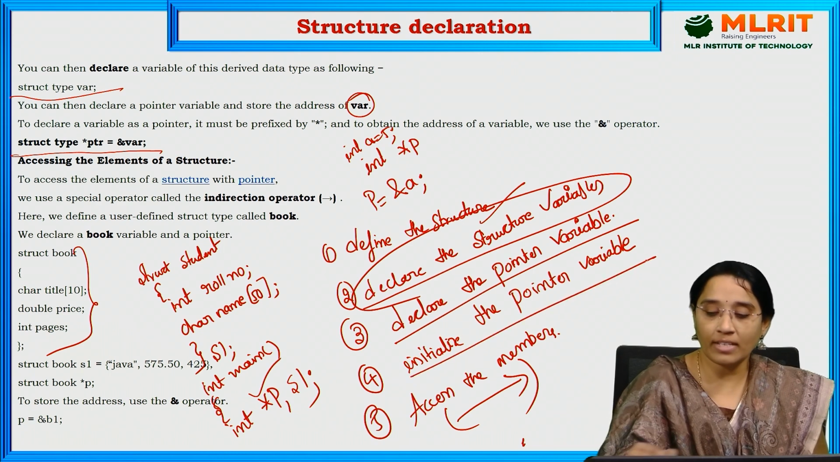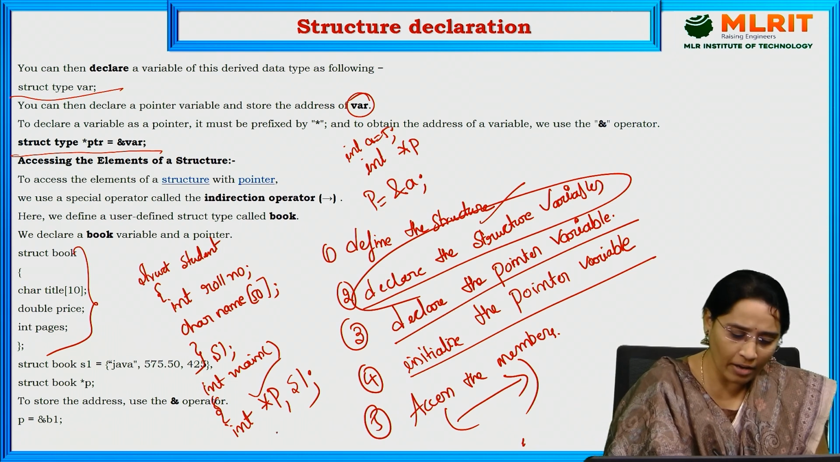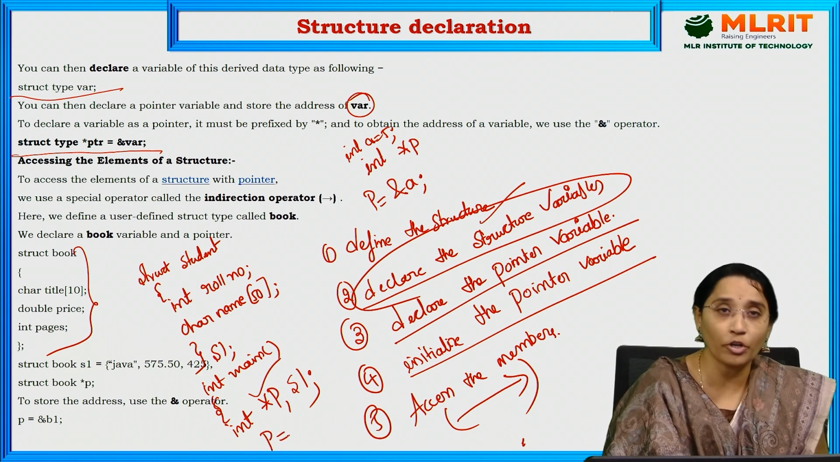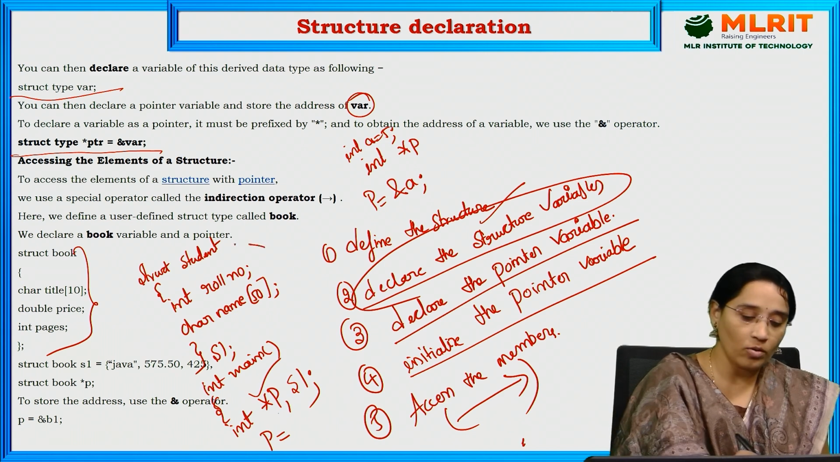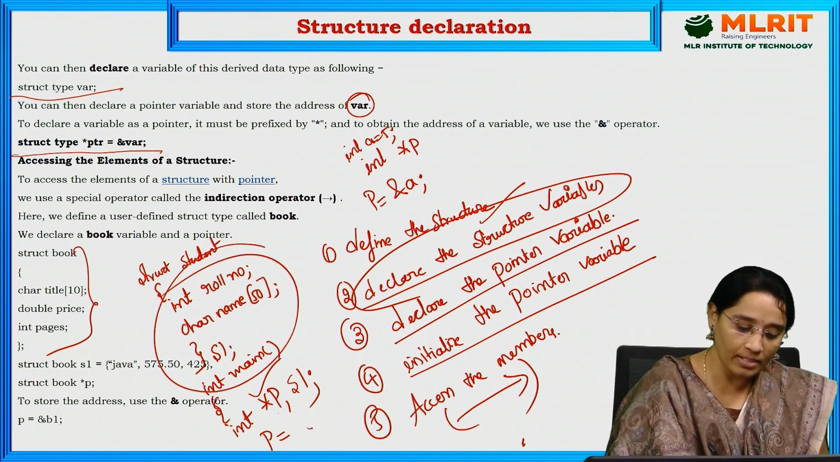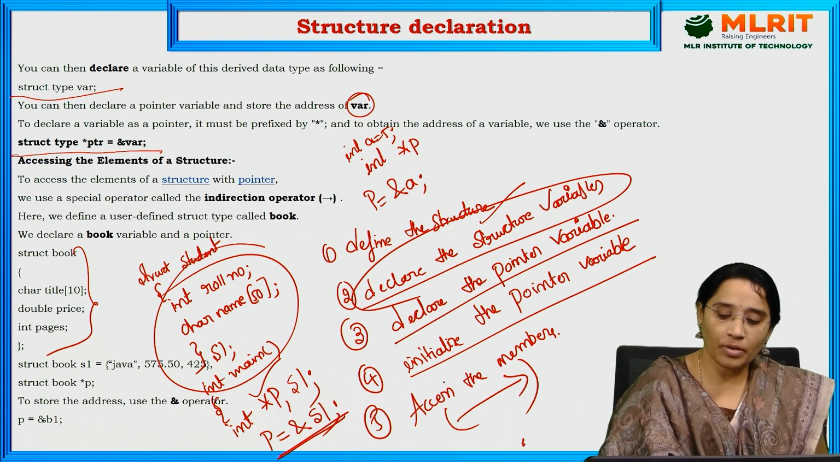So initialize the pointer variable. P is equal to, what will you write here? It's a pointer variable, and a pointer holds only addresses. So now the pointer holds this complete thing: p is equal to address of s1. P is equal to address of x1.